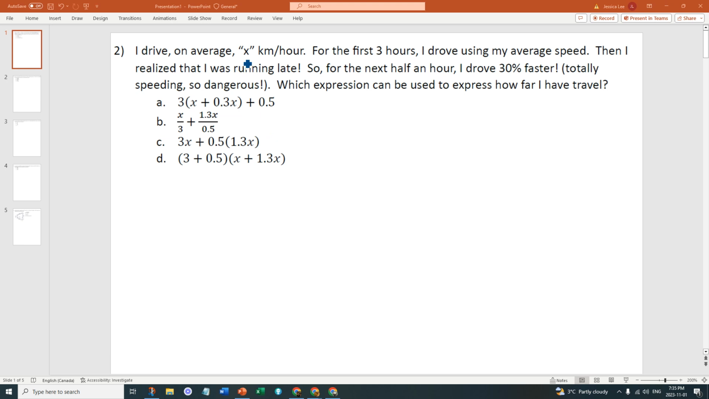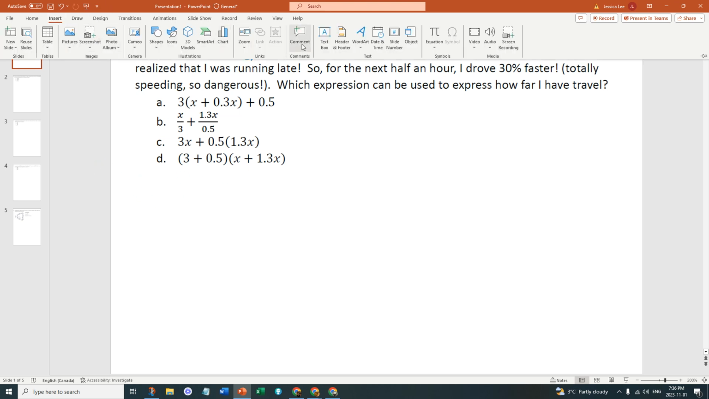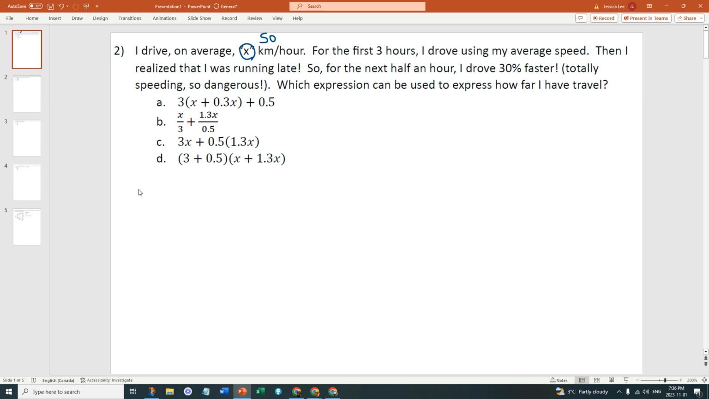So like before, we can set a nice whole number for x. If you want, we can set x as 50. So let's rearrange what we have. I'm going to type it in. So on average, I drove 50 kilometers per hour, and I did that for 3 hours.